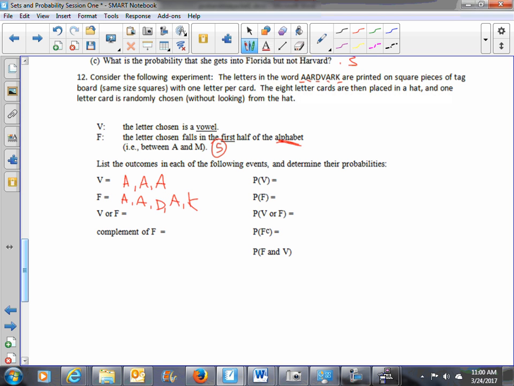V or F. Now, or means union, so the union of V and F would be A, D, A, K. The complement of F would be R, V, R.